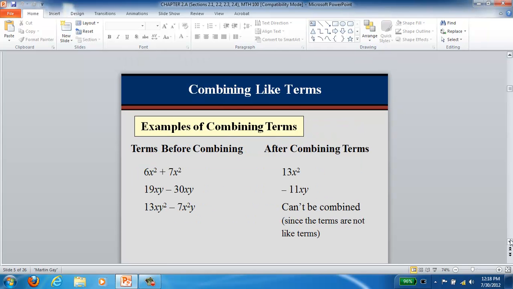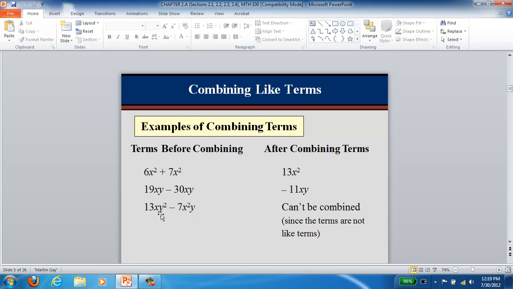Examples of combining like terms. 6x squared plus 7x squared can be combined into 13x squared. 19xy minus 30xy can be combined into negative 11xy. Again, the 19 minus 30 you subtract because the signs are different. So a positive 19 and a negative 30, subtracting gives you a negative 11.